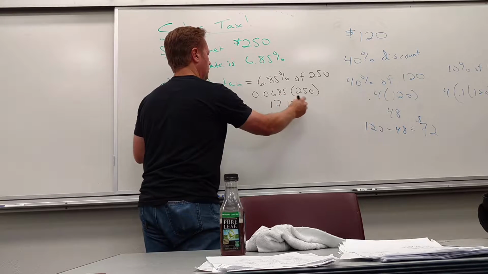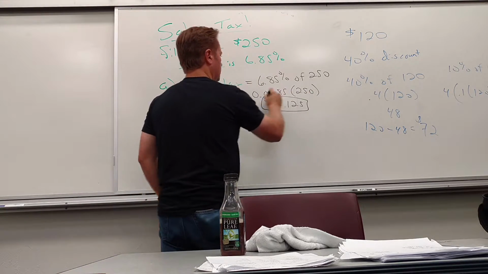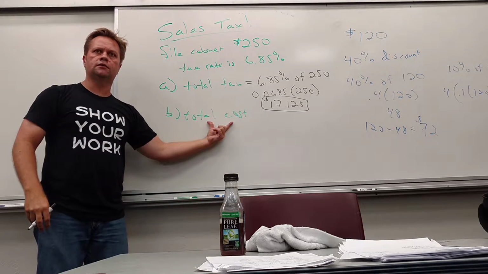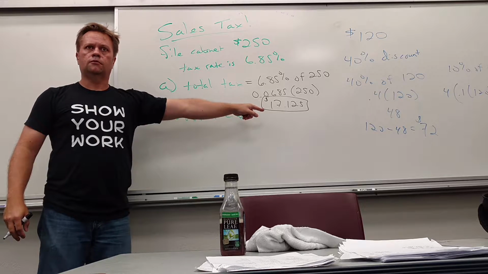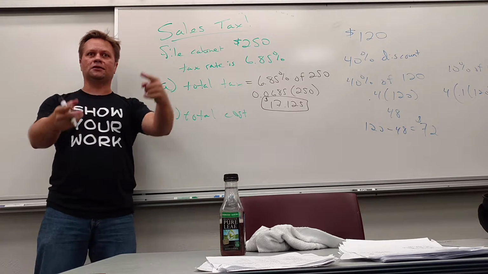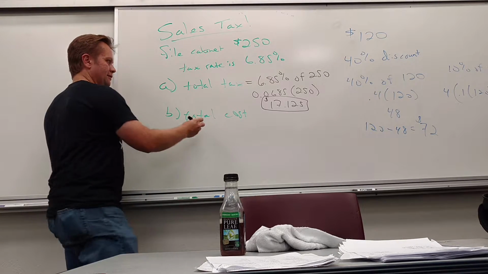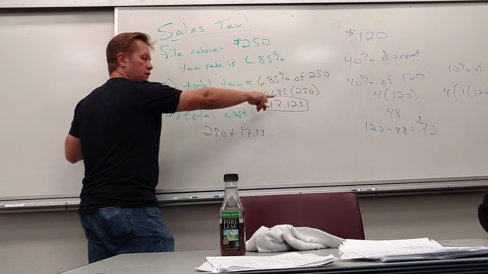17.125? And so that's the total tax. So what is going to be the total cost? You give it 250 minus... Careful. You wish. Nope. So you're going to add it. Tax is going to be added on top of it. 250 plus 17.125, let's make that 17.13, right?